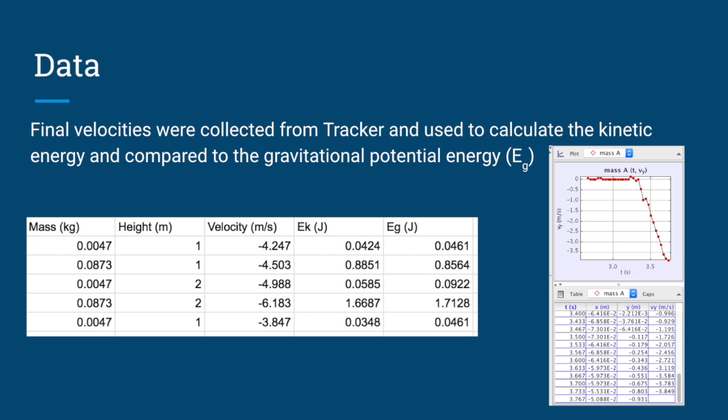To collect data, we took the final velocities from tracker and used them to calculate the kinetic energy using the equation EK equals 1/2 mv squared. A photo of the final velocity is shown on the right. We then compared the EK to the gravitational potential energy using the equation EG equals mgh. A photo of our data collected is shown below. Trial 1 and 5 use the same setup, and we use them to test for error in tracker. We did not find the percentage error significant enough to do more than one trial for each setup.